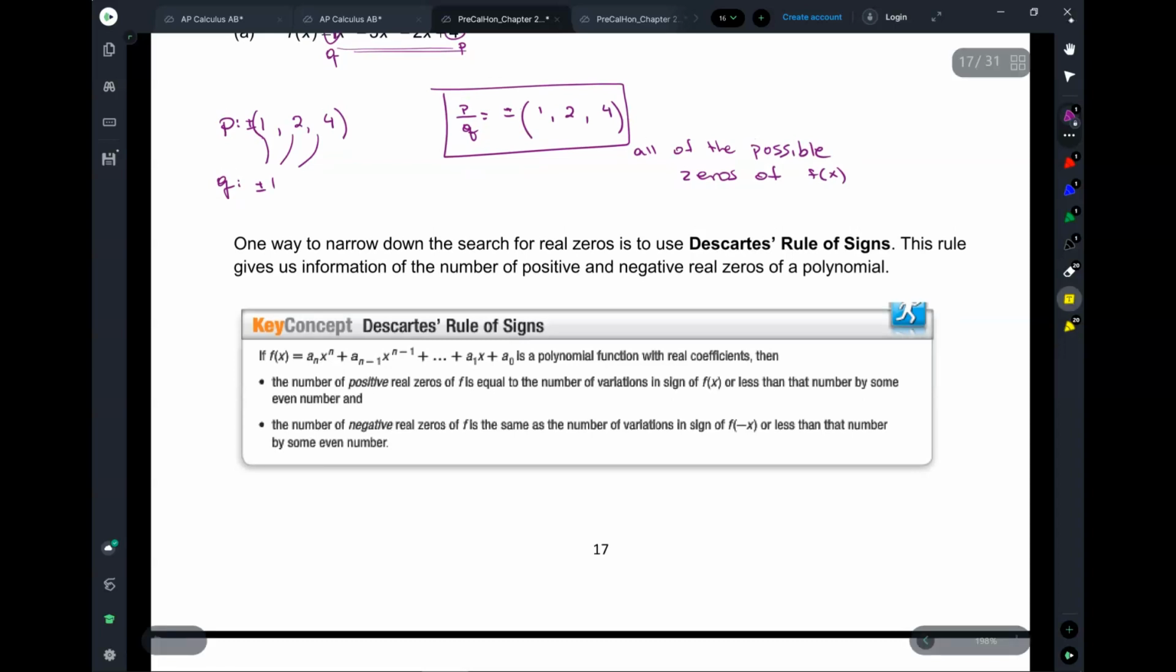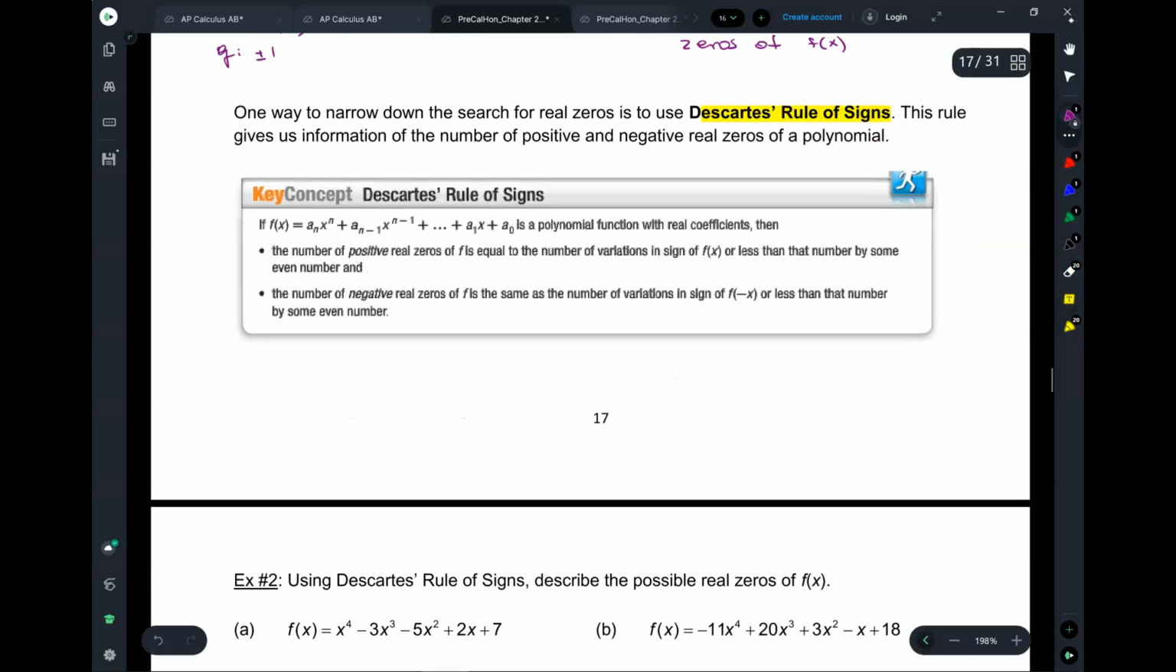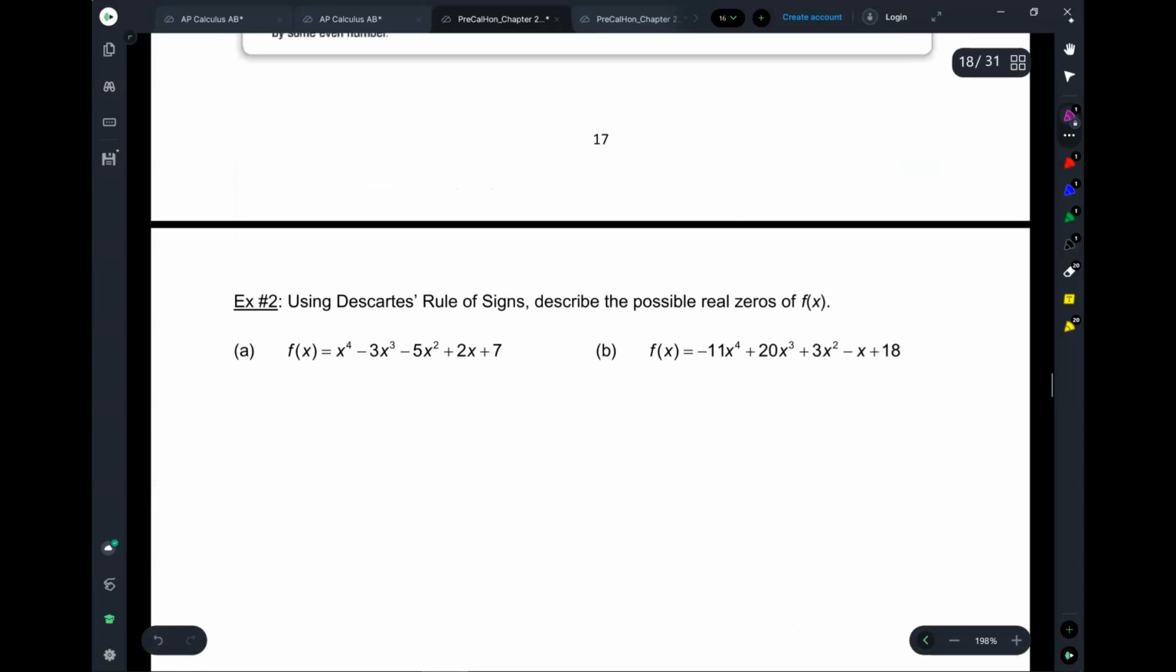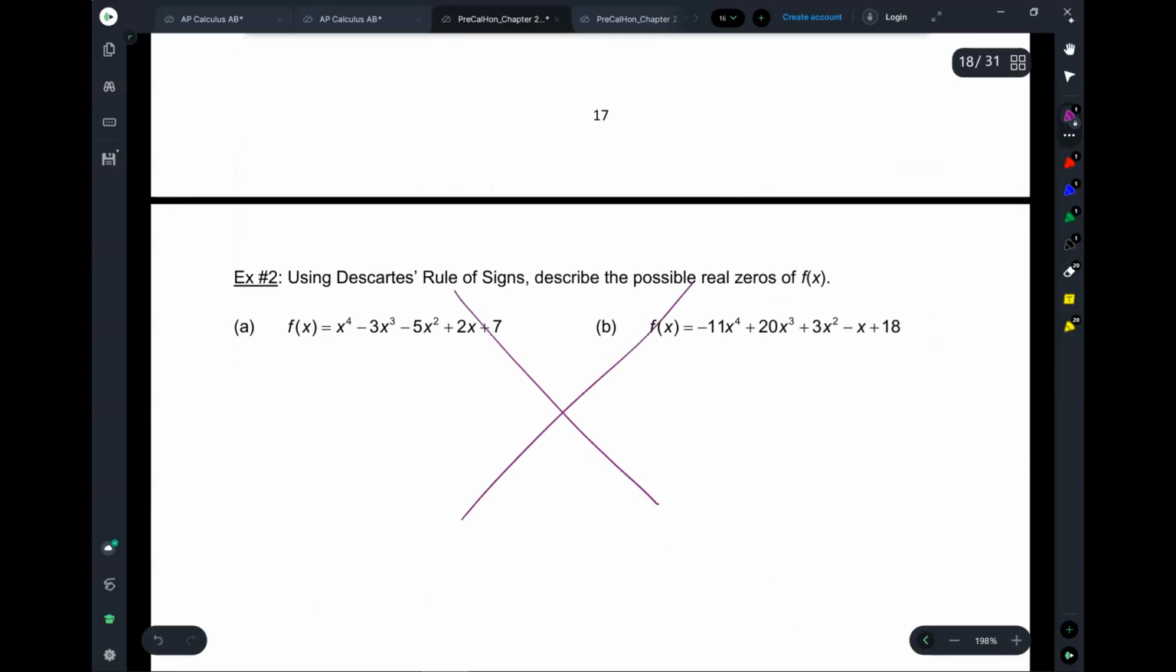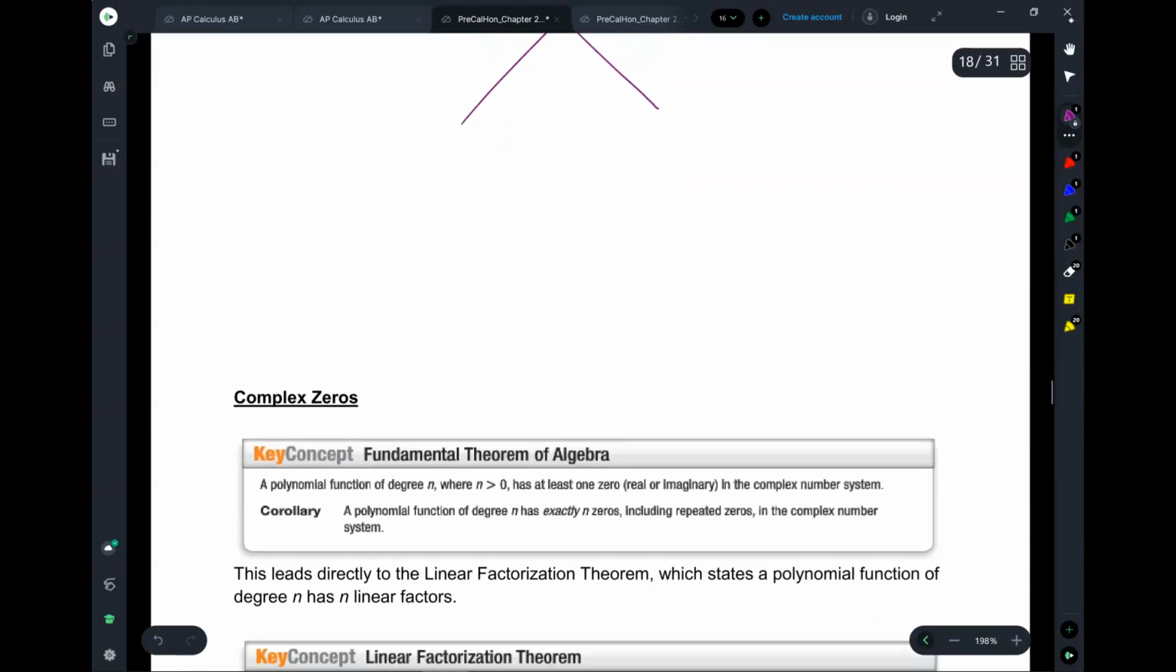So there is this thing called Descartes' rule of signs. That is yet another way to narrow this down even further, but I'm not going to cover it this year because we're going to have other ways to narrow down our search. So I'm just going to skip that altogether.